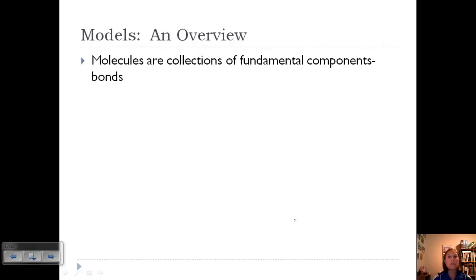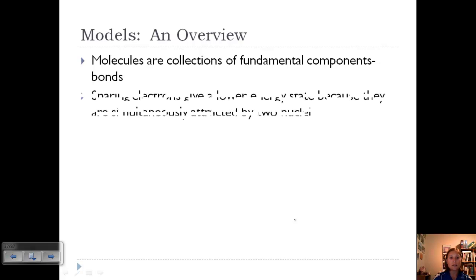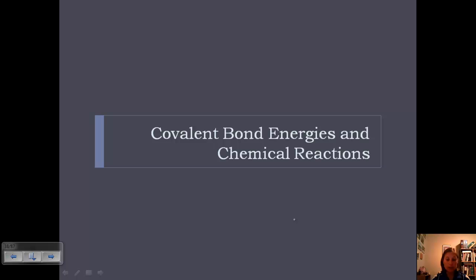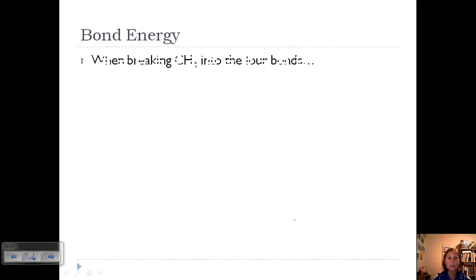Okay, so we know that molecules are collections of fundamental components, or bonds. And we know that sharing electrons gives a lower energy state because they are simultaneously being attracted by 2 nuclei. So the electrons are being pulled by 2 nuclei. That's going to be a lower energy state. Chemical bonds, like we said, are only a model to show this. Okay, so let's relate this to some covalent bonds.